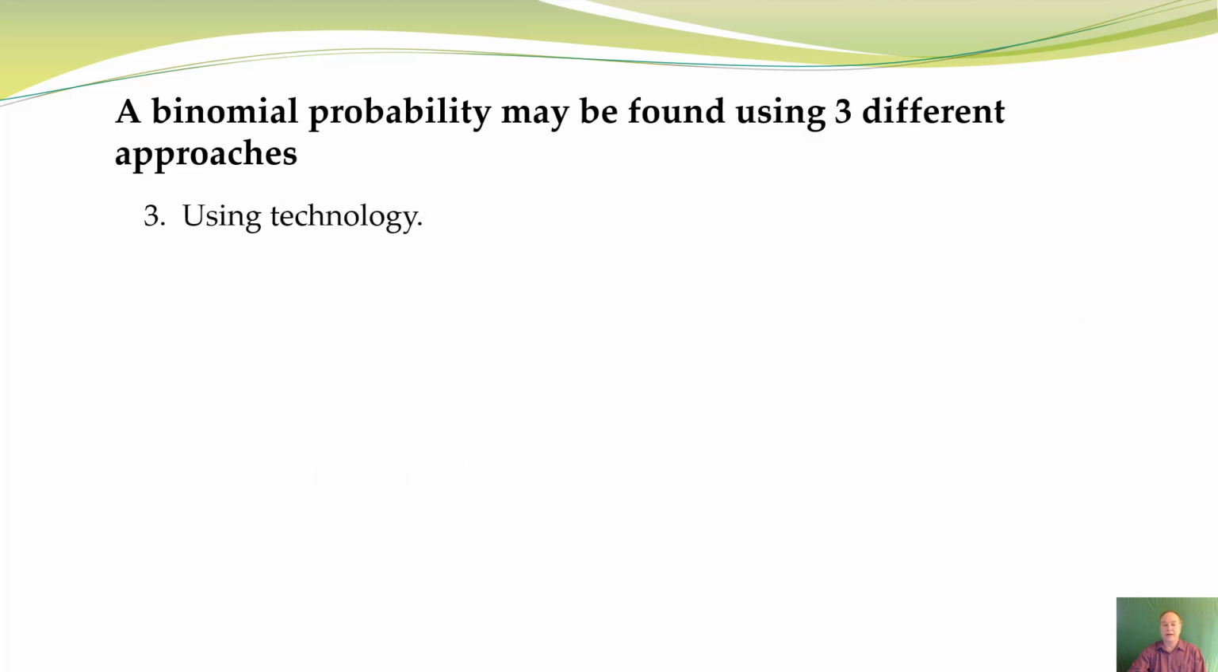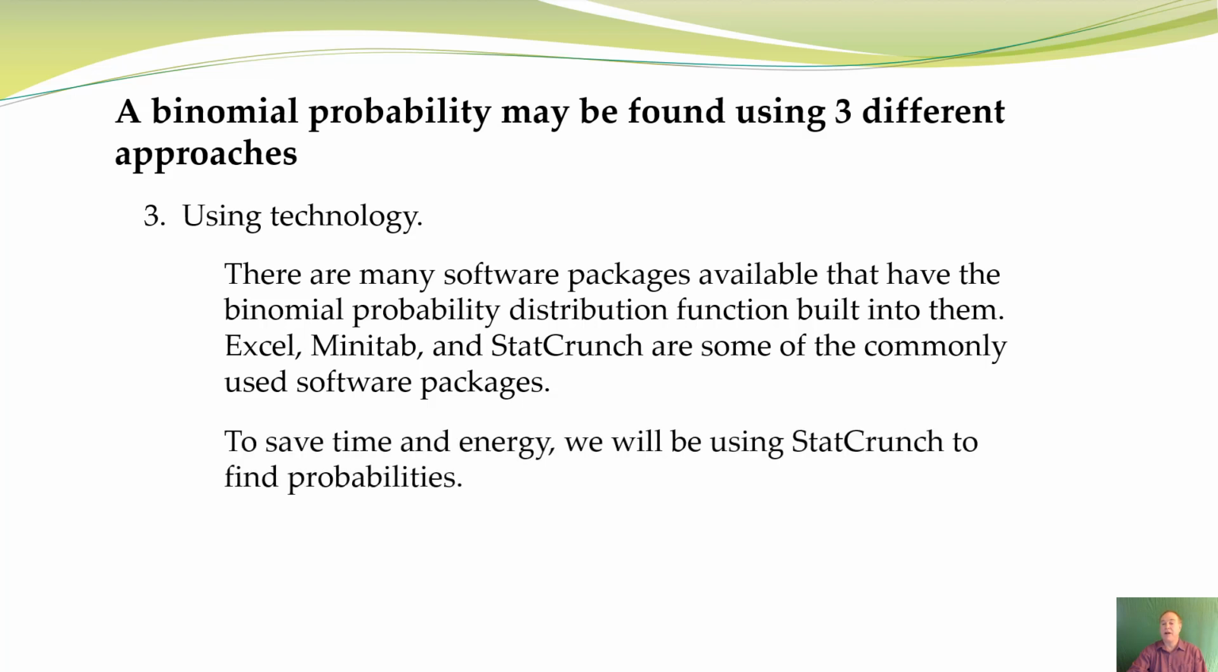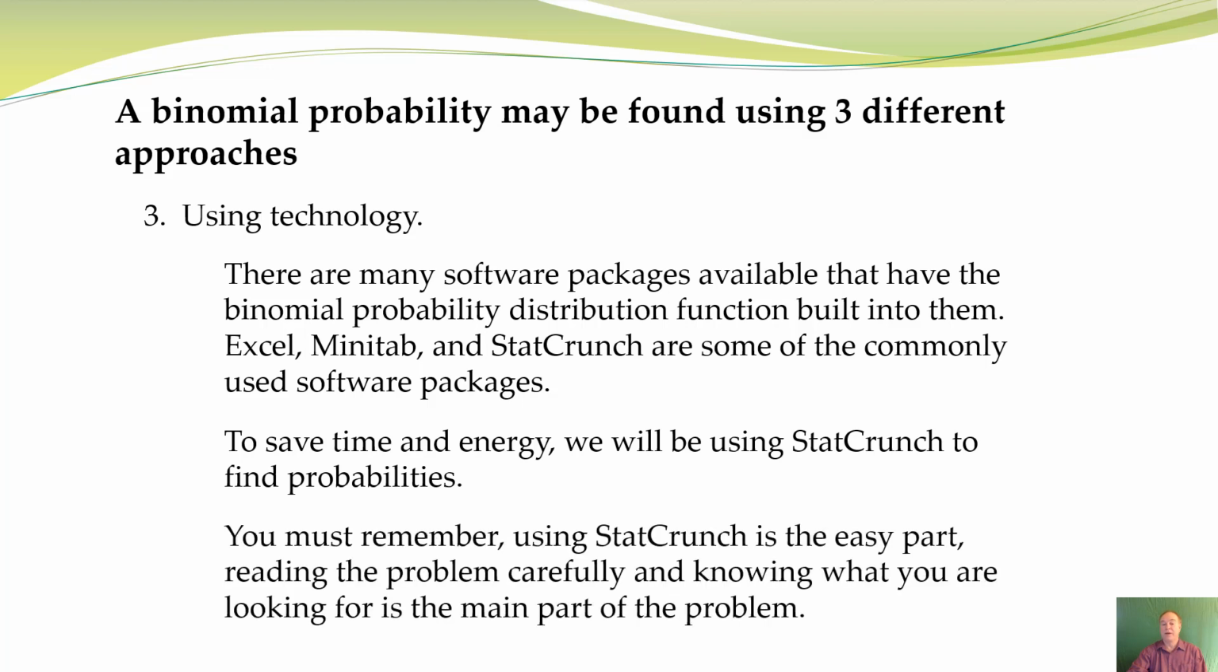Then we can use technology. This is what we're going to use. There are many software packages available that have the binomial probability function built in. Excel, Minitab, and StatCrunch are some of the commonly used software packages. To save time and energy, we will be using StatCrunch to find probabilities. You must remember, using StatCrunch is the easy part. Reading the problem carefully and knowing what you are looking for is the main part of the problem.